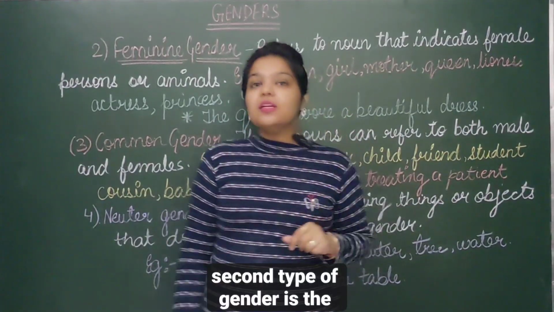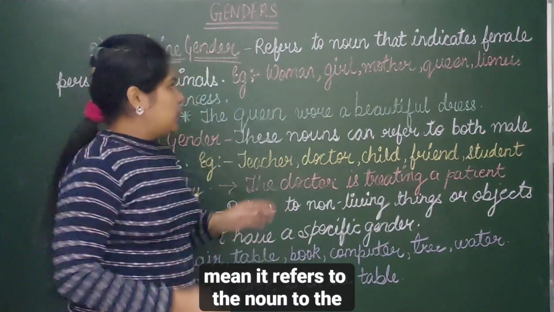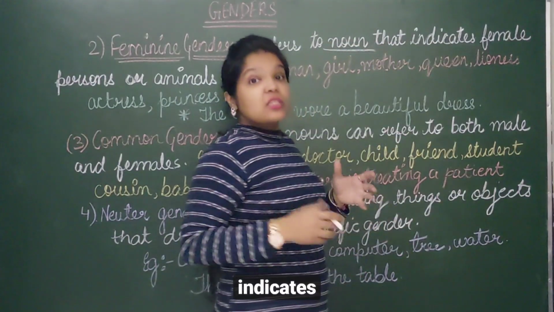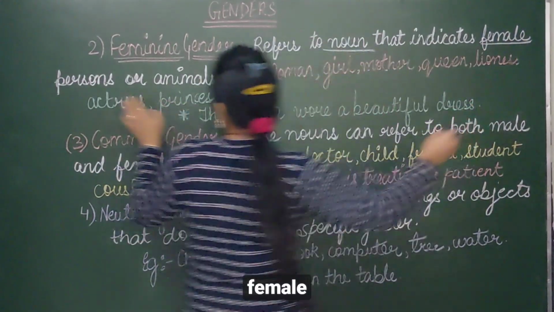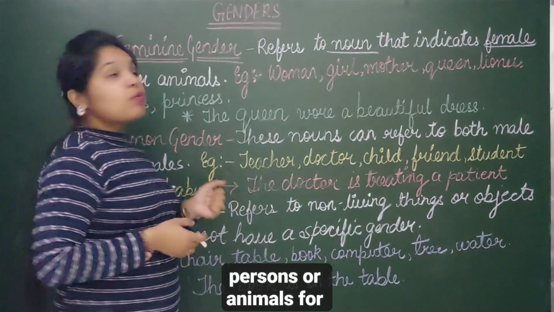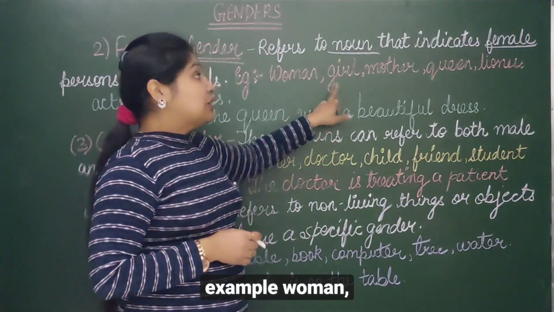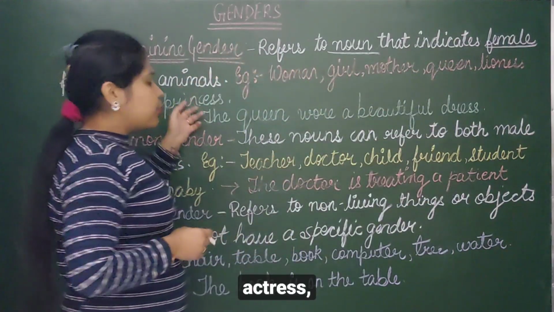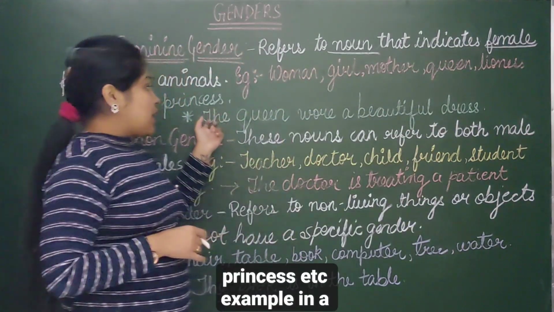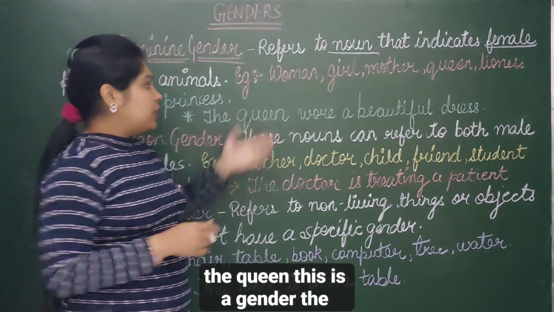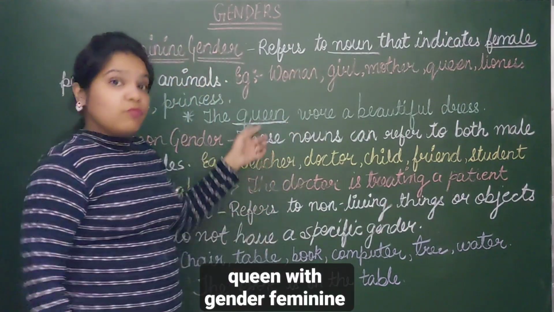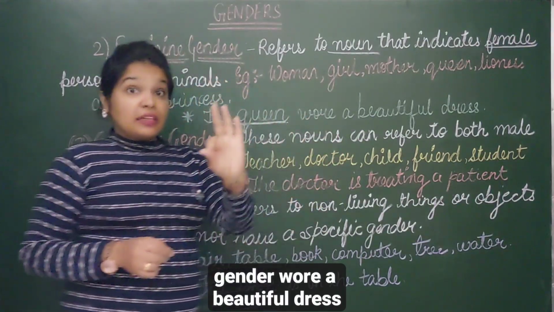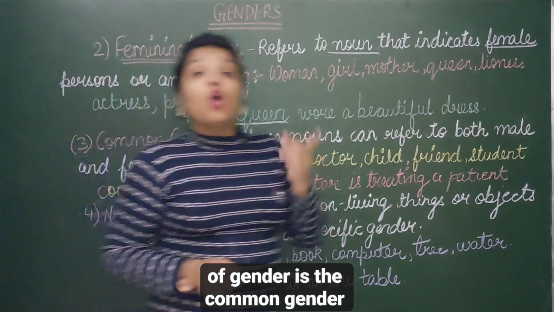Second type of gender is the feminine gender. What does it mean? It refers to the noun that indicates the female part, that indicates the female persons or animals. For example, woman, girl, mother, queen, lioness, actress, princess, etc. Example in a sentence way, the queen, with feminine gender, wore a beautiful dress.